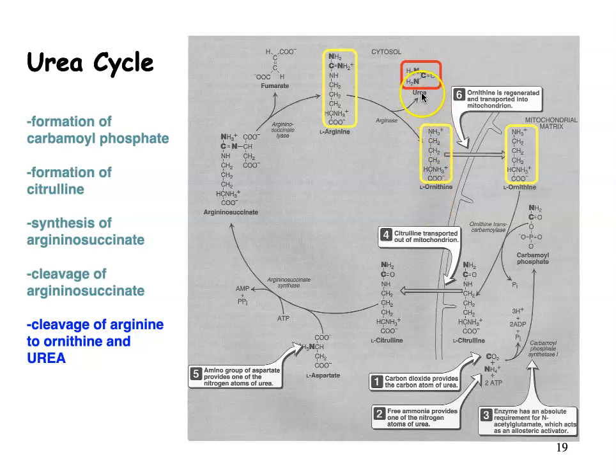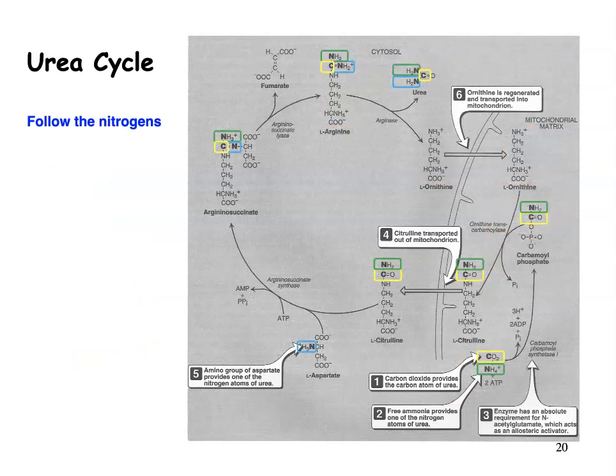Now the urea is released, ornithine is transported back into the mitochondria, and that's how the cycle is completed. So that's basically the urea cycle. I wanted to use this slide just to illustrate where the nitrogens and the carbon in the urea molecule come from.